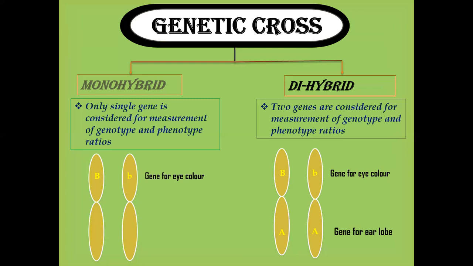So in a single cross, if you are considering only one pair of alleles or only one gene, this is called monohybrid cross. While in the dihybrid cross, if you are considering two different genes and two different pairs of alleles in one cross, this will be dihybrid cross.